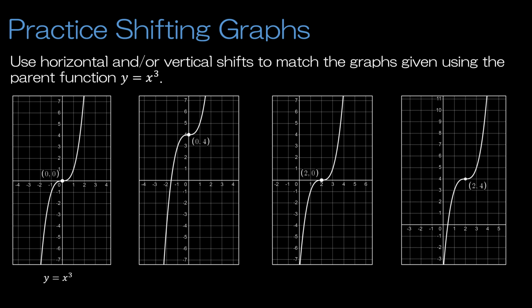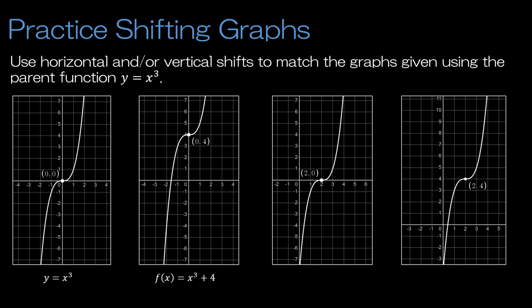So the first one, as you can see, is shifted up 4 units, and that's all that has happened. Because I've labeled the vertex, I can see the original vertex is (0, 0), and now I have shifted the graph up 4. If we're shifting up, we are changing the y value, remember, so we're going to add 4 on the outside of the equation. So f of x is equal to x cubed plus 4.